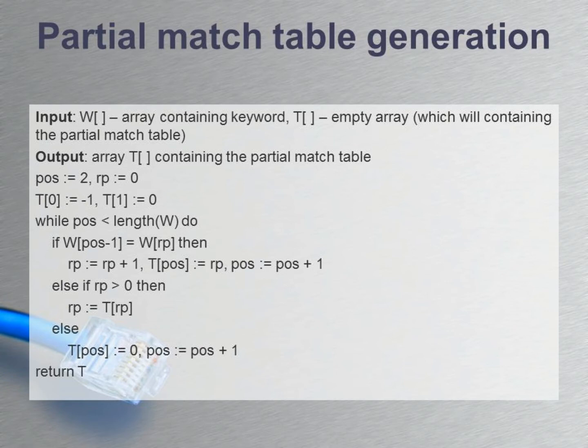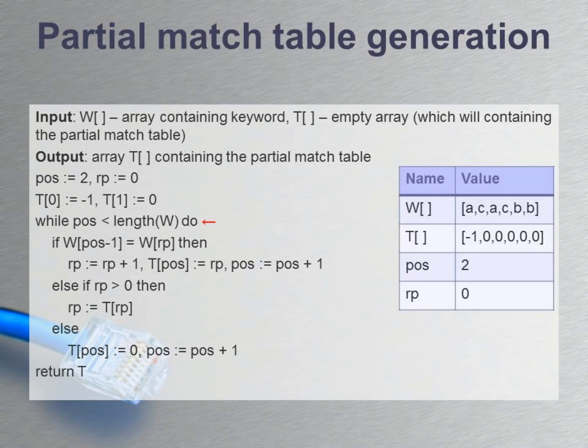This is the algorithm for generating the partial match table. We'll now walk through an example of the algorithm being used for a simple string, ACACBB. It is contained in the array W and the table is in array T, where each number contained within T indicates where we have to return to in the pattern.